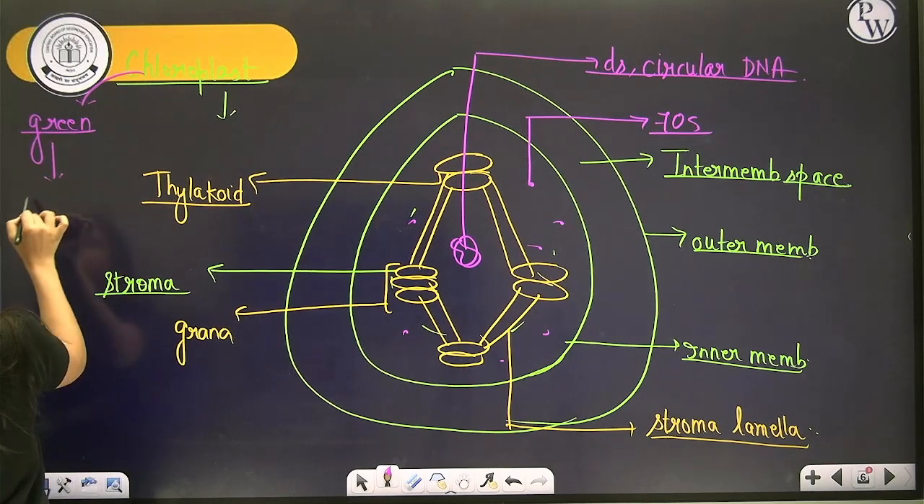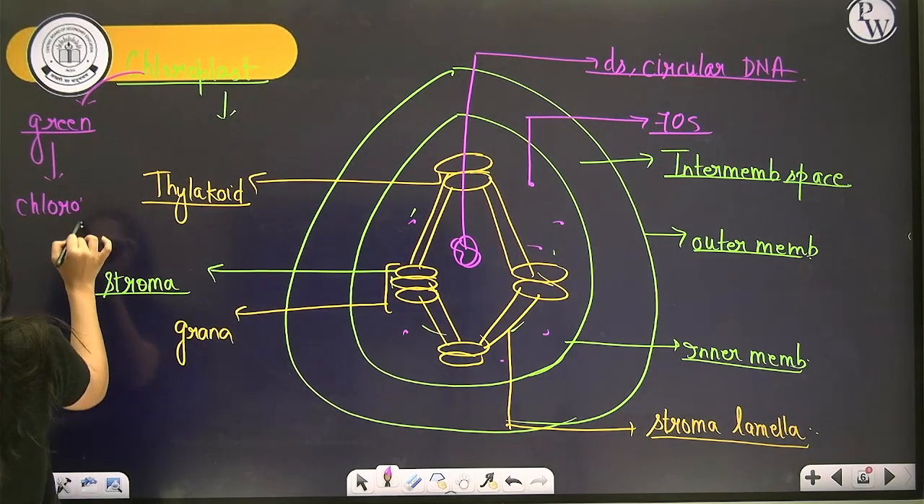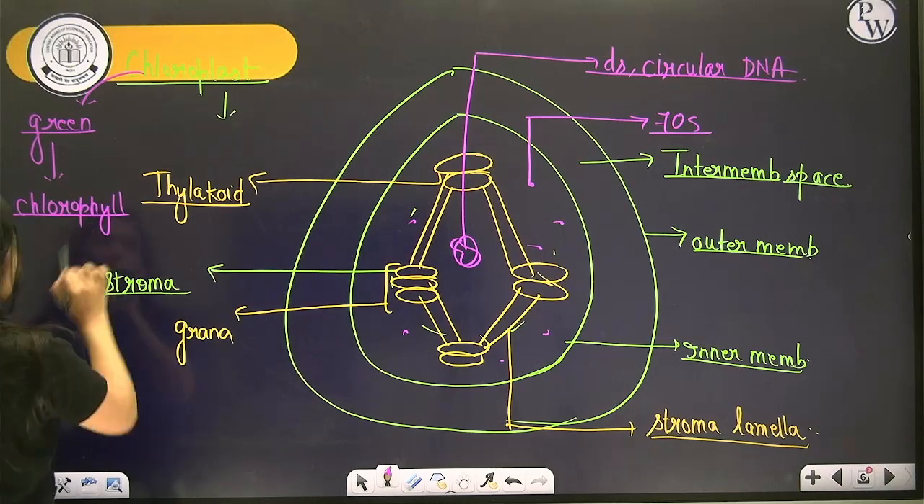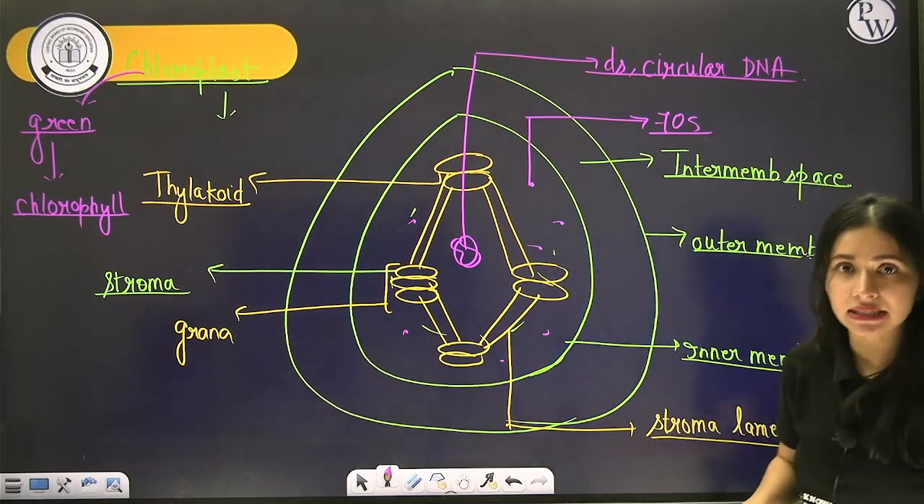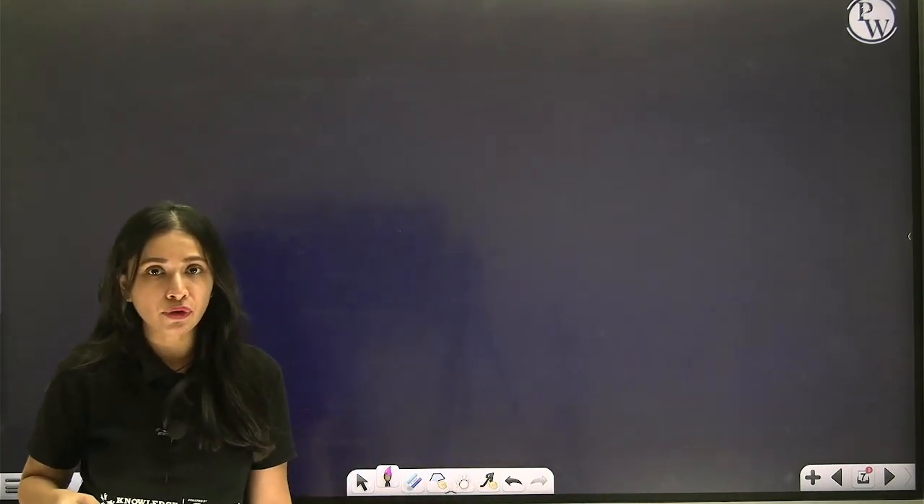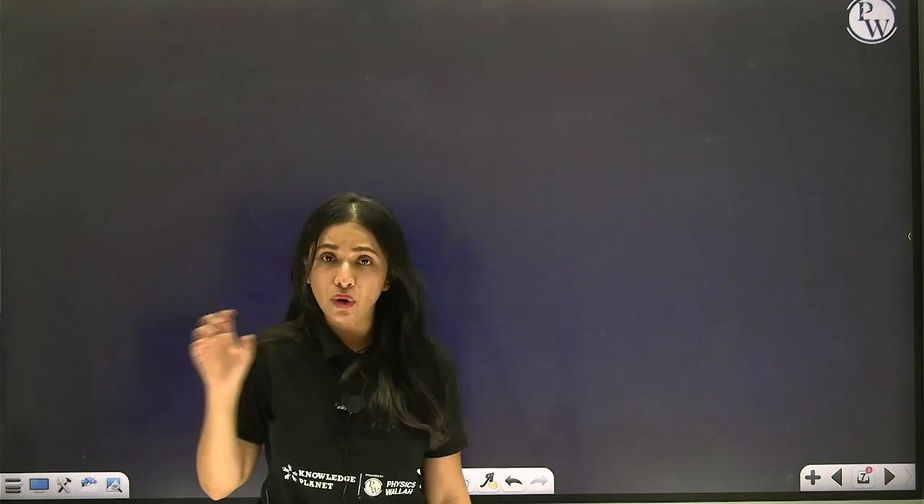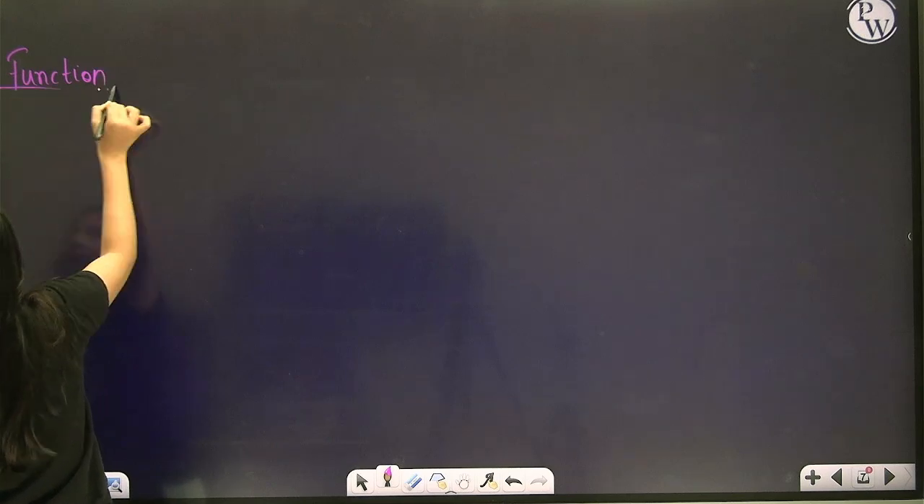Because they are rich in pigment called chlorophyll. And due to the presence of chlorophyll, these chloroplasts have the capacity of trapping light. They trap sunlight and convert it into chemical form, which is food. This whole process is known as photosynthesis, and this is the main job of chloroplast, that is to prepare food by the process of photosynthesis. Correct? Yes or no? Yes, well done.